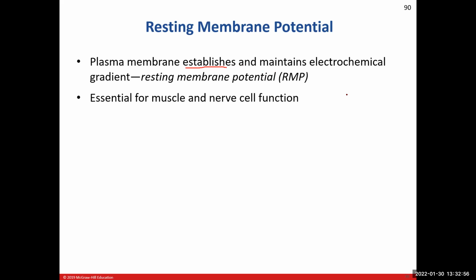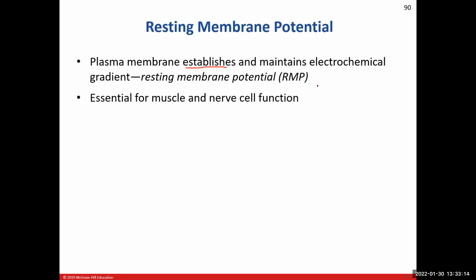And when a cell is not doing anything, when a neuron specifically is not doing anything, we call that the resting membrane potential. So like when you're sleeping tonight, you're not going to be using your sciatic nerve to move your leg around. So the neurons in the sciatic nerve will be at rest.